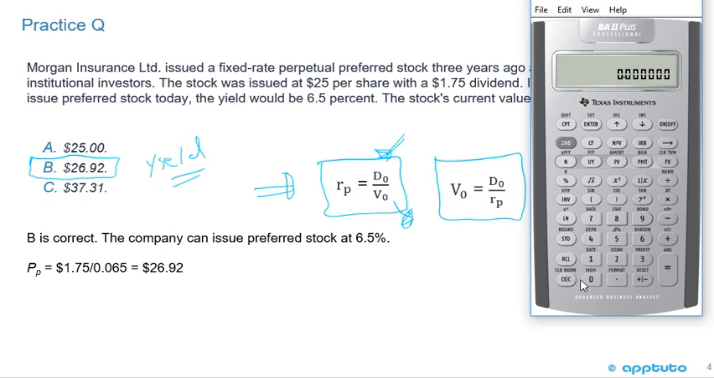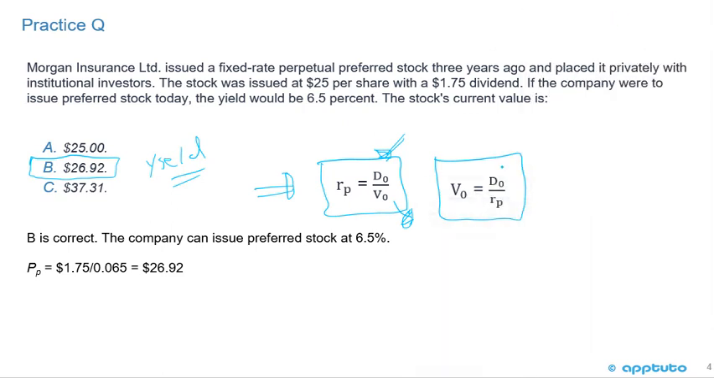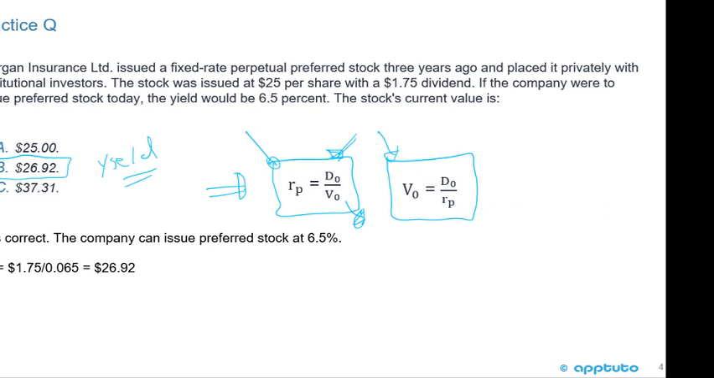Again, let's say they gave us $30 as the current price now. We could do 1.75, the dividend, divided by the current price, say 30, and we would have a yield of 5.8%. So that's fairly easy to calculate the yield on a preferred. It's the dividend divided by the current price. To calculate the price, it's the dividend divided by the yield. And that's the last slide for this LOS. Thank you.